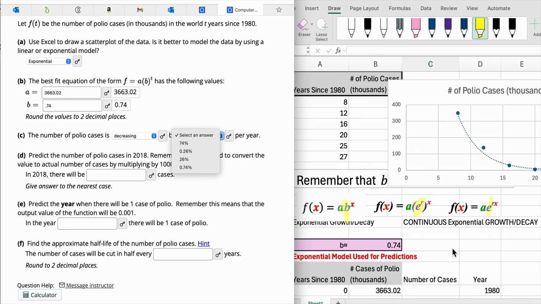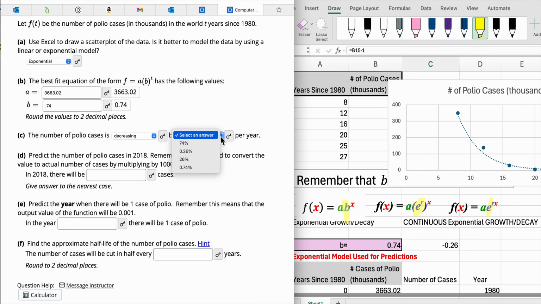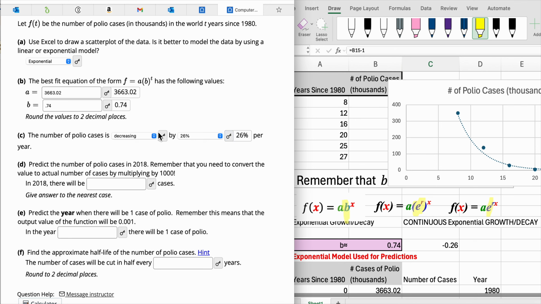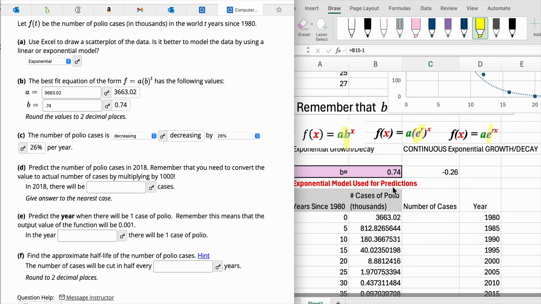If I want to convert this b to an r, I know that b is 1 plus r. So I would say b minus 1 is equal to r. So it's going down by 26% per year. So it's decreasing by 26% per year. And I can check those answers after I submit them. Okay, so good, I've got that.